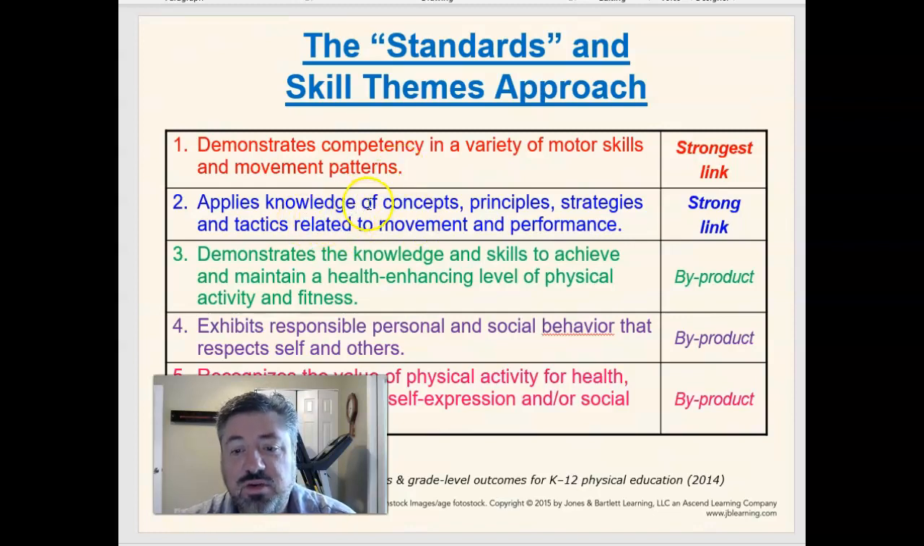NASP standard number 2, they're going to apply knowledge of concepts, principles, strategies, and tactics related to movement and performance. There's a very strong link to that. As you move from closed settings to open settings, NASP standard 2 comes into effect. And then NASP standard 3, 4, and 5 could be byproducts or umbrella or overarching standards that could be taught through the activities you're using. But remember, NASP standard number 1 and 2 have really strong links to the skill theme approach, especially in the introductory phase of a skill and in the elementary school years.